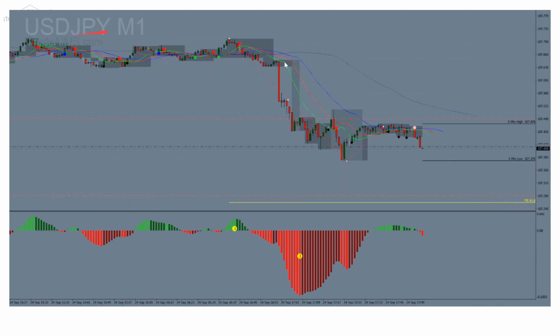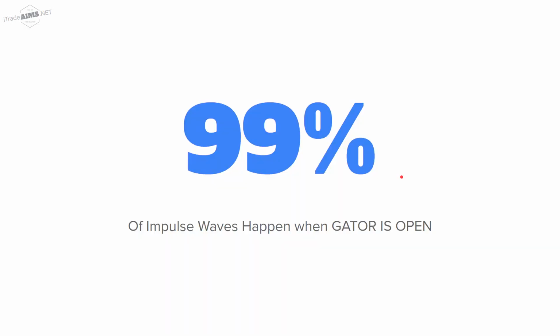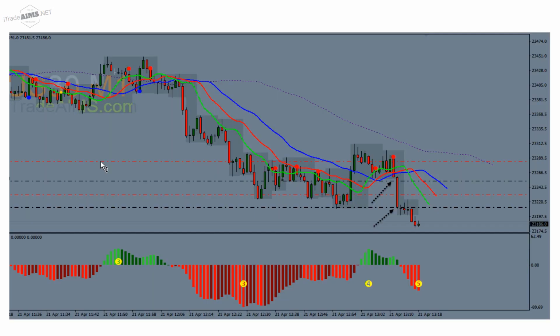Let me go back. So dollar-yen. Took this here. If you have ATM, or if you don't have ATM, another script, or just manually, just let it hit your target point. As soon as I took this trade, I didn't have to look at it again. I just forgot about it and it hit its target. There we go. So 99% of impulse waves happen when Gator is open. That is the figure.